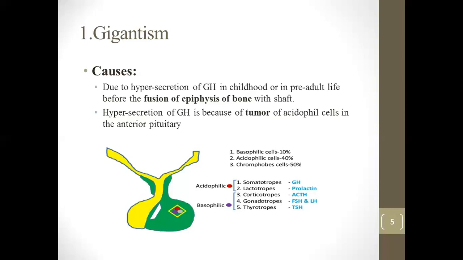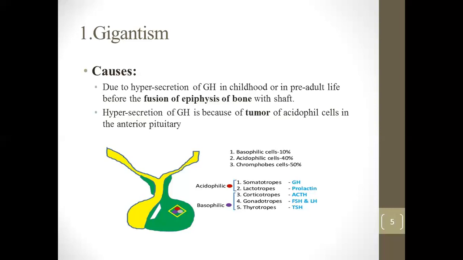What is the epiphysis? The epiphysis is the end of the bone, and this end of the bone combines with the shaft, which is completed in adulthood. So before adulthood, in childhood, if hypersecretion of growth hormone occurs, it will cause gigantism. And the hypersecretion of growth hormone is because of a tumor of the acidophilic cells.